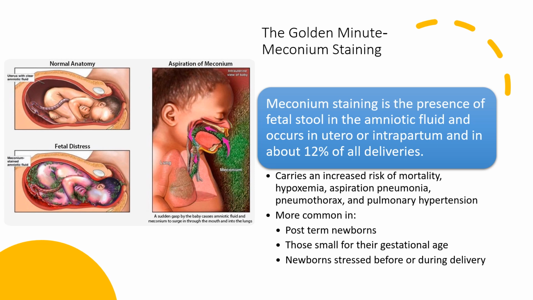There'll probably be an area in here where I'm going to start calling it SGA for small for gestational age, or LGA for large for gestational age. There's a couple of different ways that babies can be predisposed to either small or large. The other risk factors are newborn stress before or during delivery, and that can be due to trauma, extra stress, long deliveries, a number of factors that can cause the baby to become extra stressed during this, cord compression, things like that.